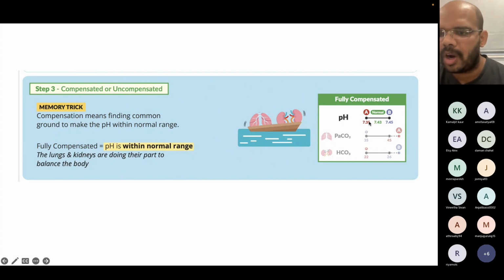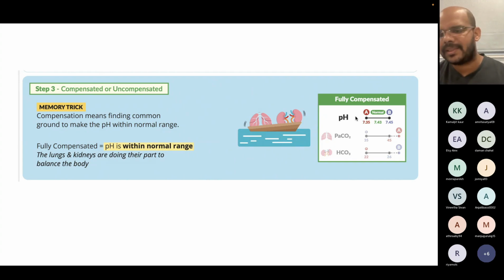The value of this pH was actually 7.25. Imagine it was 7.25. This value was 7.25 because of the lungs. The lungs are not working properly. That is why the patient went into acidosis. 7.25 is acidosis.